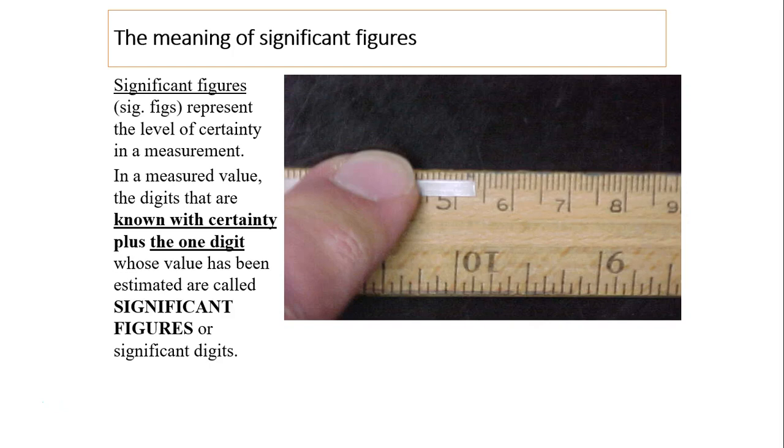Significant figures represent the level of certainty in a measurement. So in a measured value, the digits that are known with certainty plus the one digit whose value has been estimated.